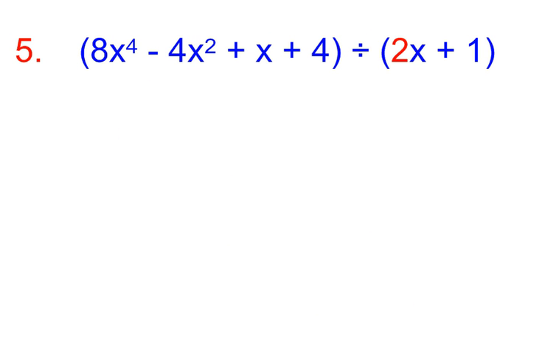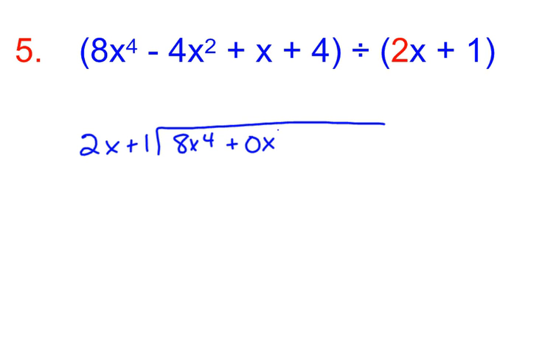Number 5 then. I have the same type of problem. I'm going to take 2x plus 1, and then 8x to the 4th. I see that I don't have an x cubed, so I'm going to go ahead and add 0x cubed minus 4x squared plus x plus 4. So as I start, you're always looking at this first term here, what times 2x would make 8x to the 4th? That would be 4x cubed.